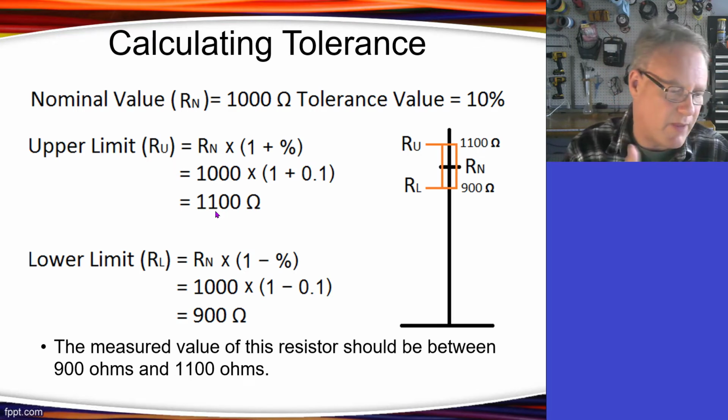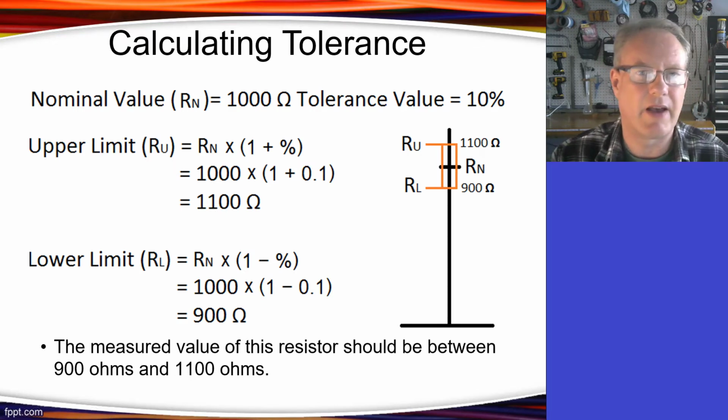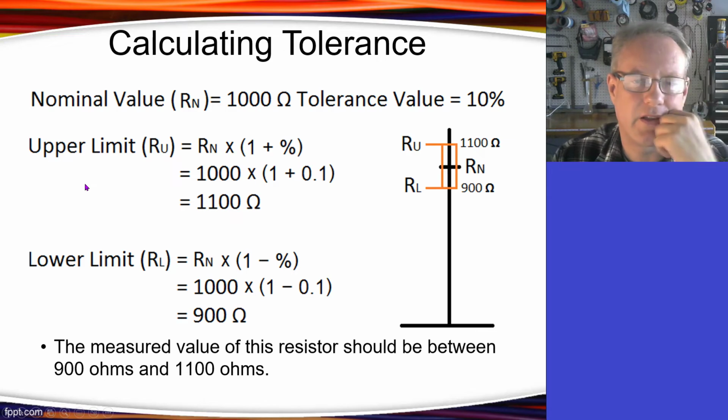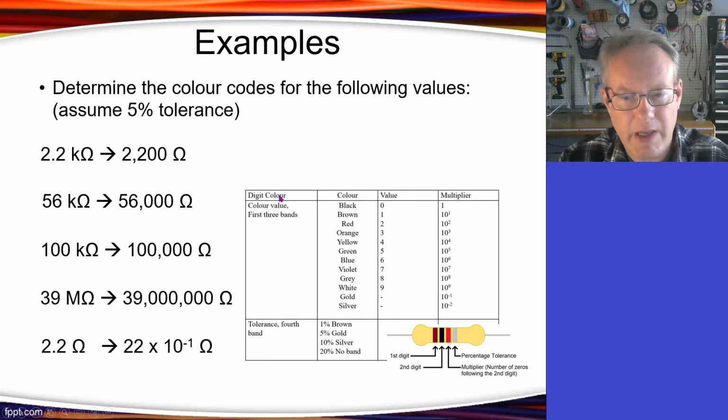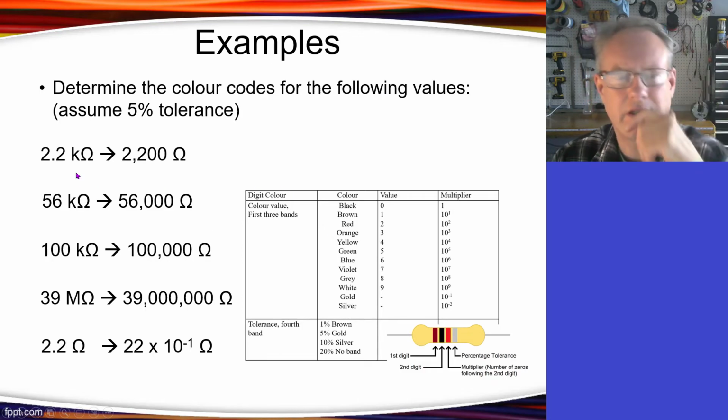But you know how to find 10% more of a value and 10% less than a value. So there you go. That's the tolerance, and I think it just makes sense. So some examples here. We can go through all of these because I think it's important to run through this a little bit more.